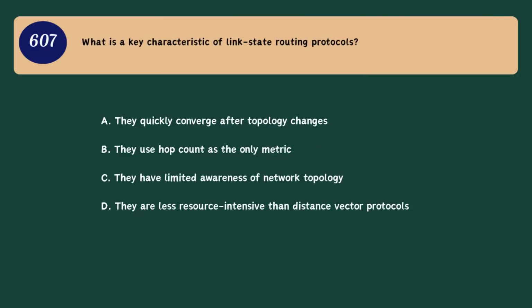Question 607. What is a key characteristic of link state routing protocols? A. They quickly converge after topology changes. B. They use hop count as the only metric. C. They have limited awareness of network topology. D. They are less resource-intensive than distance vector protocols.